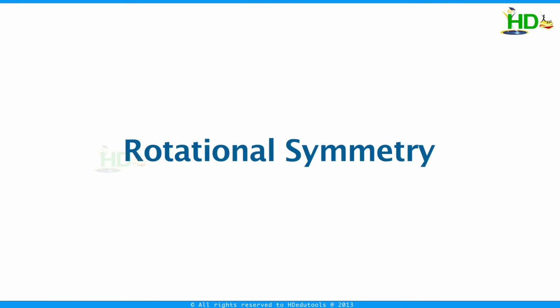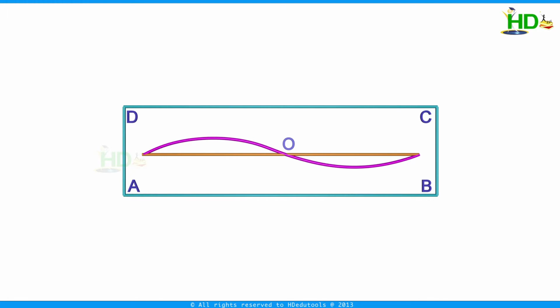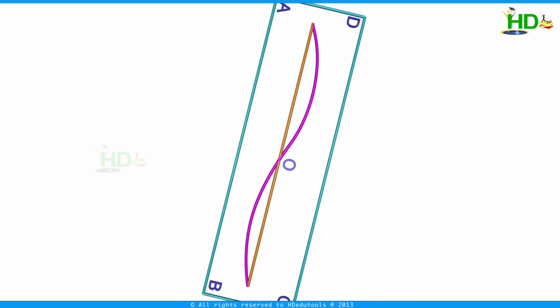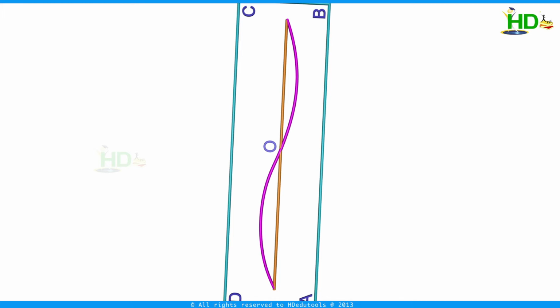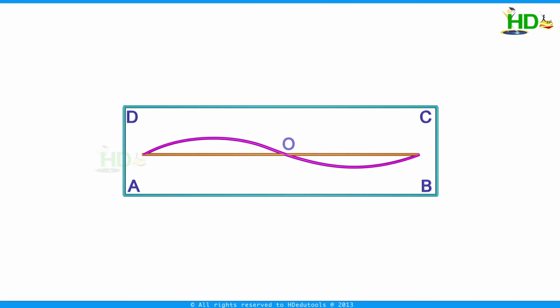Now we discuss rotational symmetry. Say this diagram. Now rotate the paper around the marked point by 180 degrees. Now rotate this by 180 degrees. Then what can you find? Are you getting the same? No. If you rotate this by 360 degrees, then you will get the same.